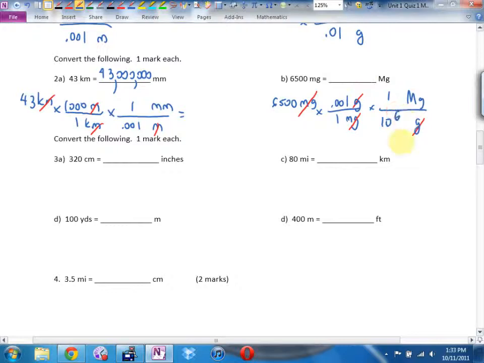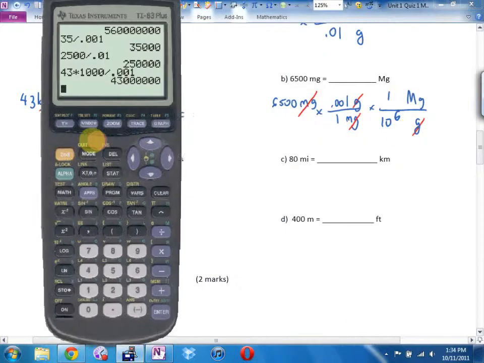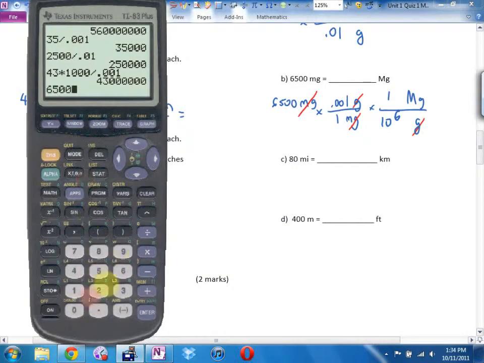So this is going to be 6,500 times 0.001 times 1, forget that, divided by 1, forget that, divided by 10 to the 6th, or divided by 1 million. And I get an answer in scientific notation.